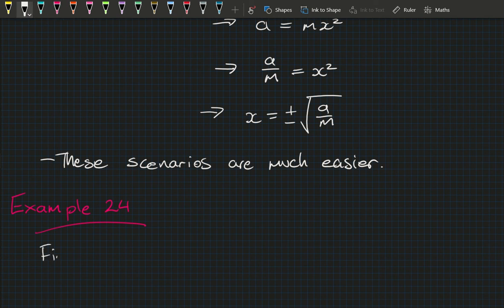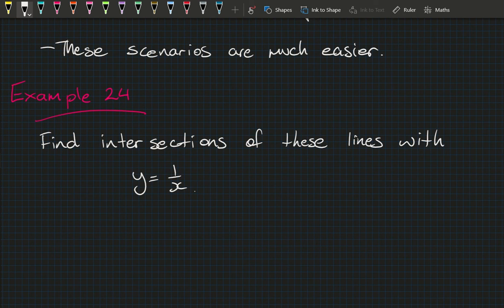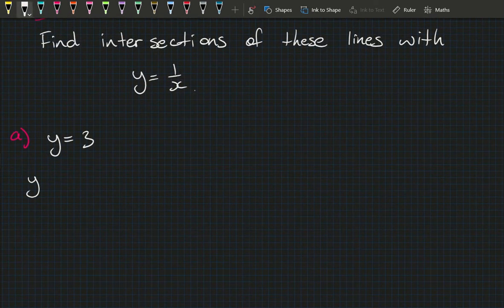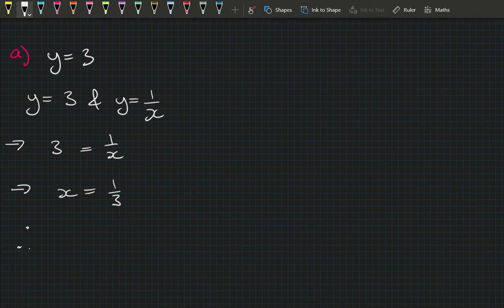So let's find the coordinates of the intersections of these lines with y equals 1 over x. So part A, we've got the line y equals 3. So if we've got y equals 3 and y equals 1 over x, that means we've got 3 equals 1 over x. So we can just take the multiplicative inverse of both sides. So therefore x is equal to a third. And because of our line y equals 3, y is going to be 3 everywhere. So therefore our coordinate is (1/3, 3).